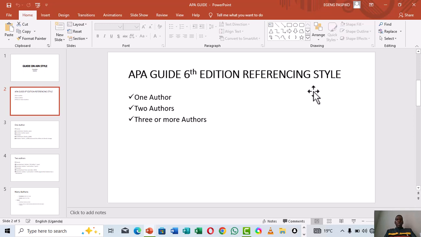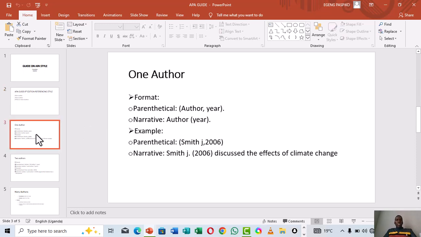I will be showing you how one author is cited, how it is referenced, how it's written. Then for two authors, also the same thing. For three or more authors, what is best? Do we write all the names? No. Do we write other specific things that guide us, telling us more about the authors, making it more understood by the audience or the reader outside? You'll get to know for one author the format, parentheticals.